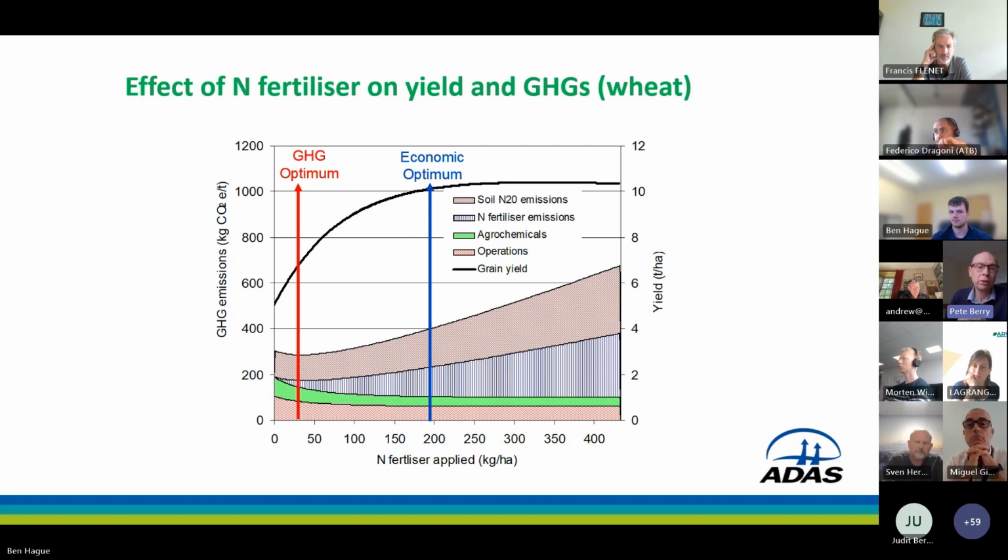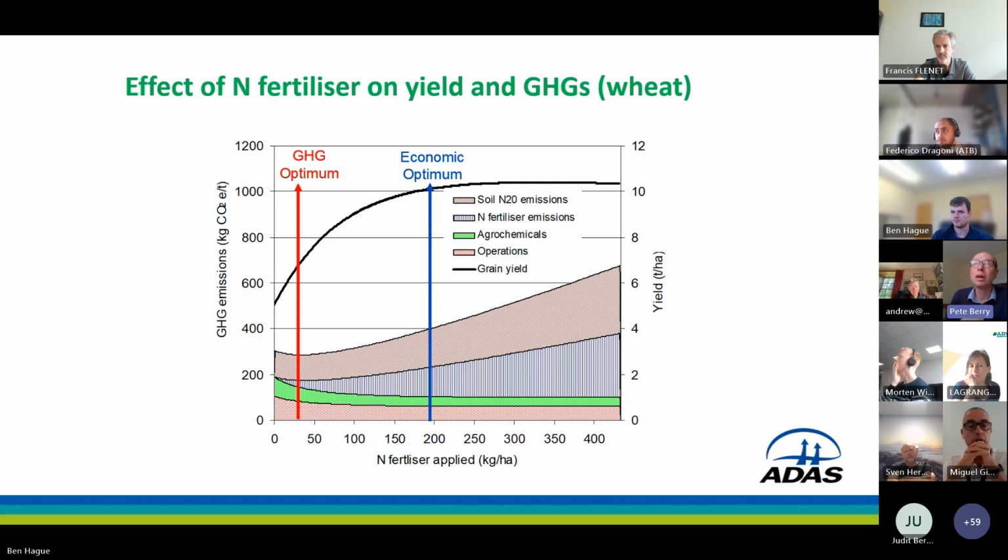And then the shaded areas at the bottom of the graph are the greenhouse gas emissions per ton of wheat produced. Now you can see that at the economic optimum N rate of about 200 kilograms of N per hectare, the greenhouse gas emissions are about 400 kilograms of CO2 per ton of wheat produced. But we could minimize that by actually not applying any nitrogen fertilizer, and you'd move to the left of that graph.